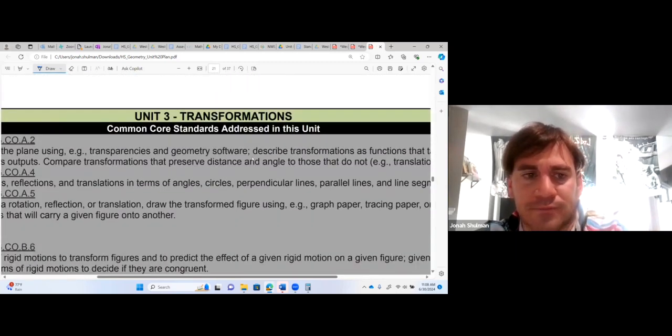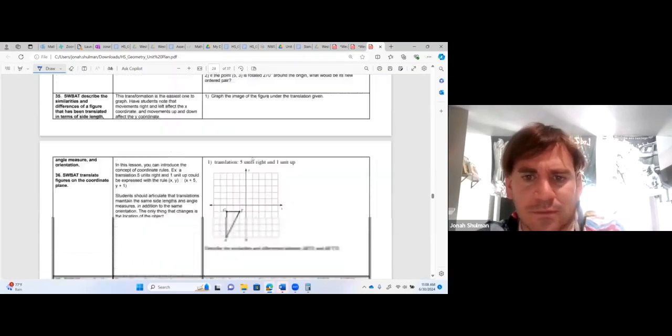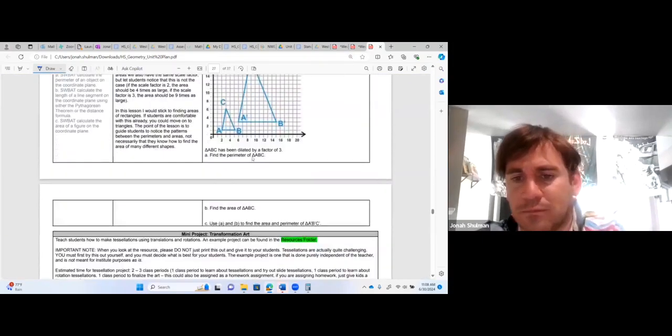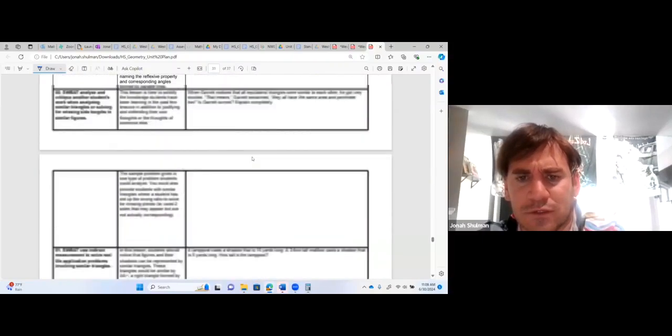All right. And then here are all the transformations. And I could do them all, but I'm sure I'll be doing them in the geometry units. Similar figures, same difference.